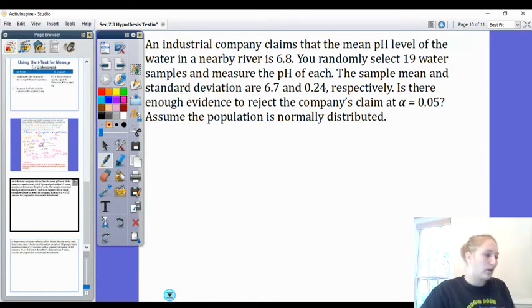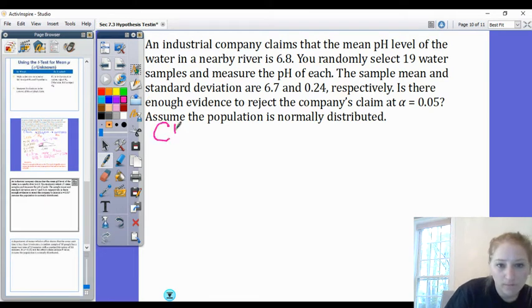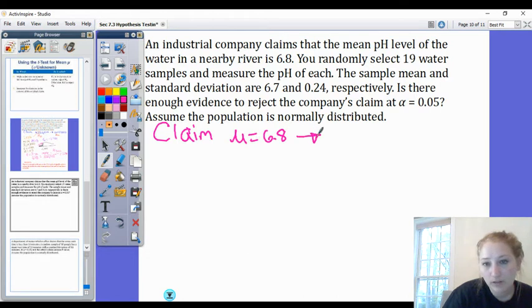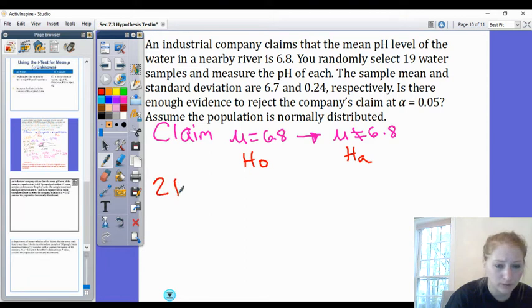Okay, so we have an industrial company claiming that the mean pH level in the water in a nearby river is 6.8. Let's write that down. So the claim, and the complement to that is going to be not equal to. So my H naught is equal to 6.8 and my alternative is not equal to. Since this is an equal, this is going to be a two-tailed test.